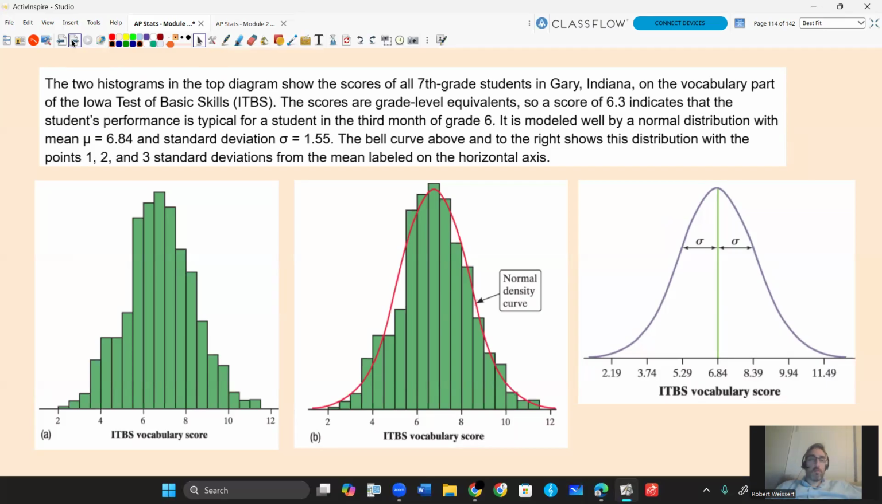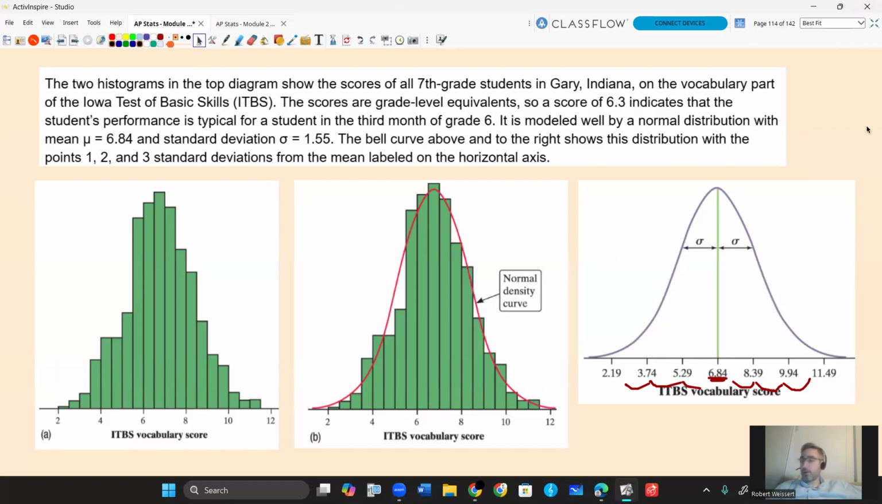So you can see right over here, the mean is a little bit above 6, actually closer to 7, 6.84. And the standard deviation is 1.55. So if you count by 1.5 approximately, that's where it's going in both directions. If you take away the bar graphs and you just focus on the curve, that's what we're dealing with. So what we want to do right now is sketch that curve out.